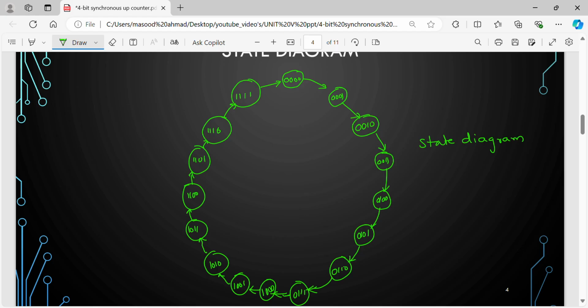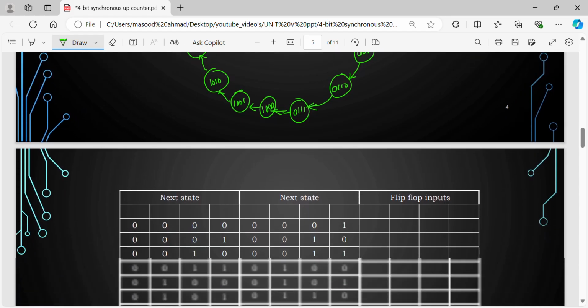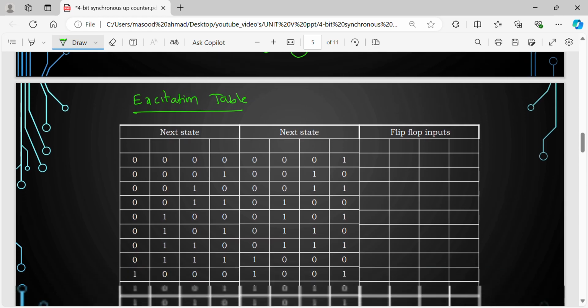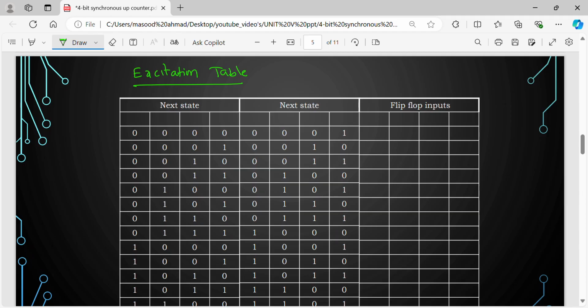Once the state diagram is done, what we look at is the excitation table. What is the excitation table? We have already seen it. What inputs are to be given so that it will go from the present state to the next state. So four flip-flops are required. Let's say the present state is QA, QB, QC, QD. Then the next state is QA plus 1, QB plus 1, QC plus 1, and QD plus 1.